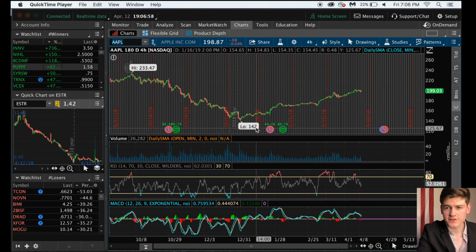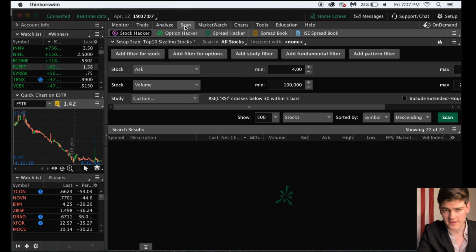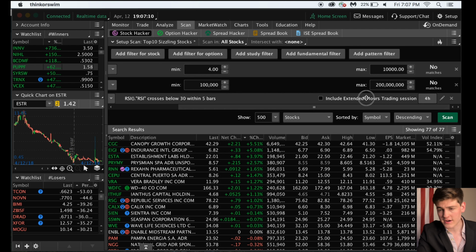Okay, so if you're scanning for stocks that you'd like to swing trade, you're going to want to find something that's both oversold on the longer term chart, but also increasing. So in order to do that, all you have to do is go over to the scan function, and then you're going to set the criteria as so.